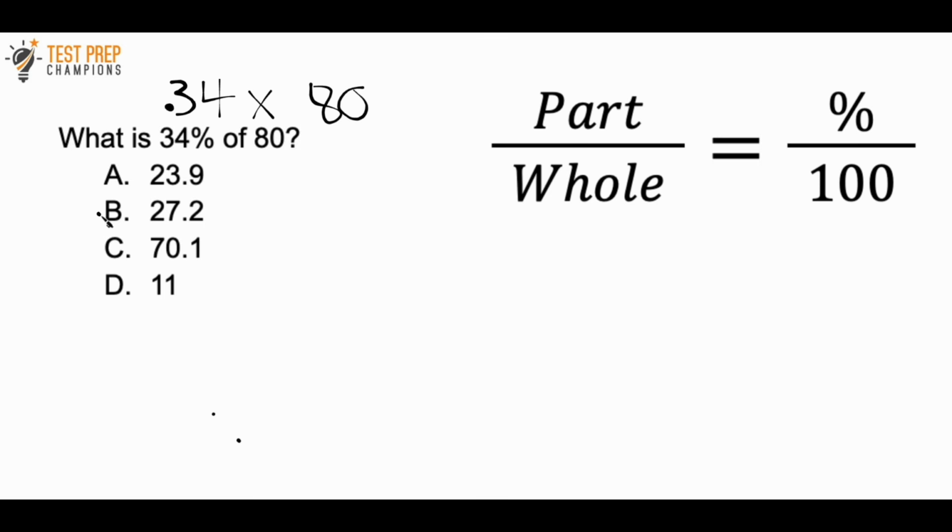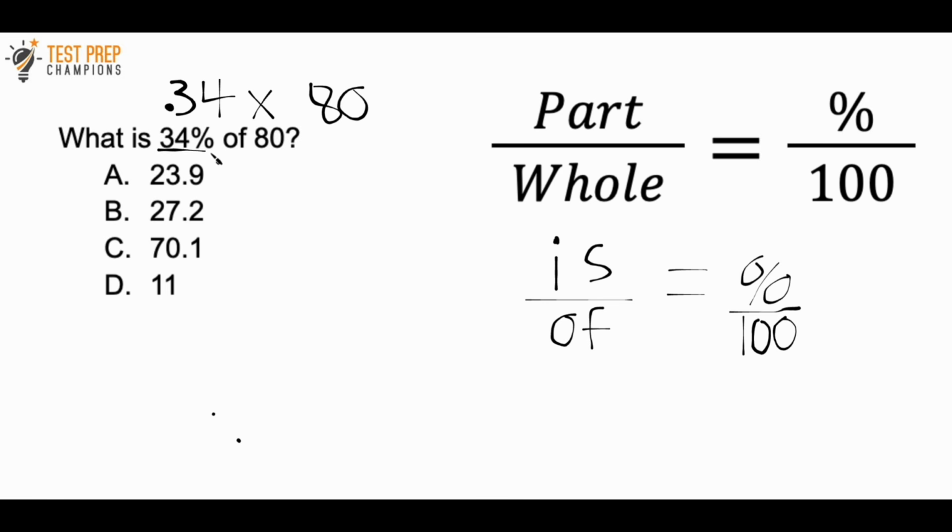So there's another formula, and I'm just going to write it out here. It's is over of equals percent over 100. And by the way, if you want to use either of these formulas, you'll want to memorize it for the test. So this one here, it's is over of equals percent over 100. So we're going to plug some numbers in here. And how do we do that? Well, we know that we've got 34% right here. So in place of this percent sign, I'm just going to put 34. And I'm just going to leave the 100 as it is.